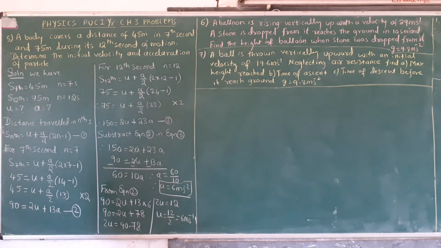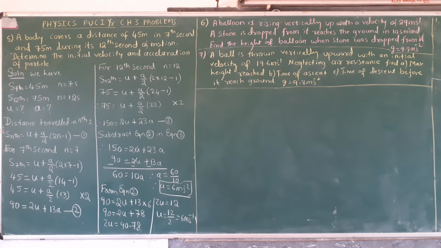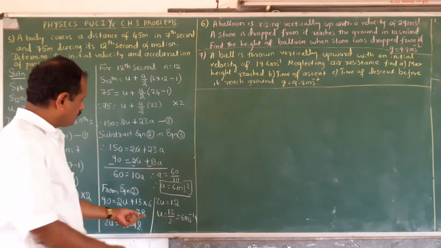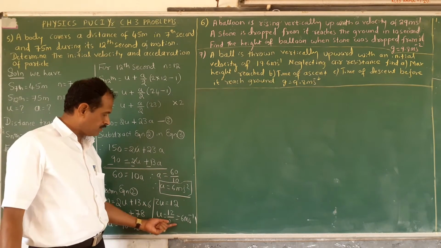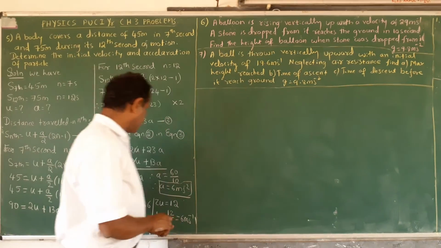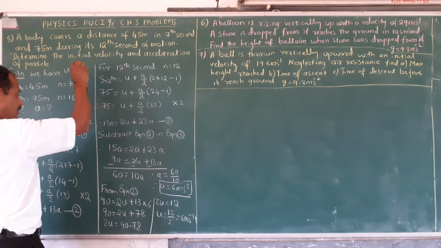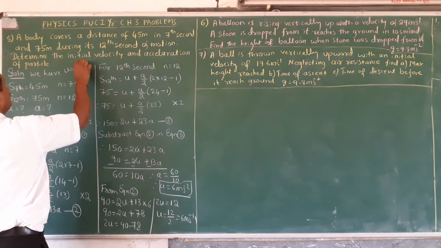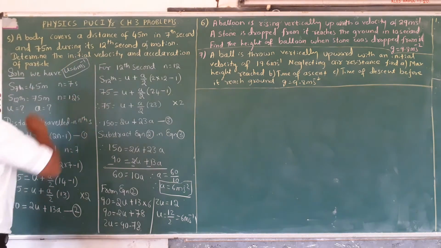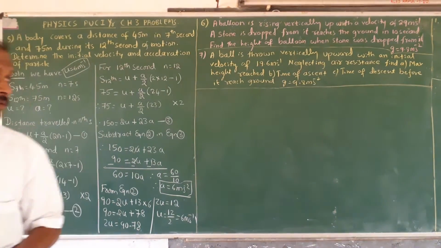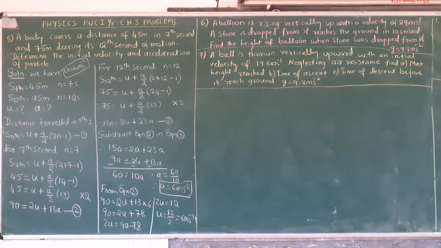Like that, you solve the problem here. U is equal to 12 divided by 2, 6 meter per second. What is the acceleration? 6 meter per second square. What is the initial velocity? 6 meter per second. Like this, you solve this problem. I think it is the fifth problem. Okay, now you come to the next problem.